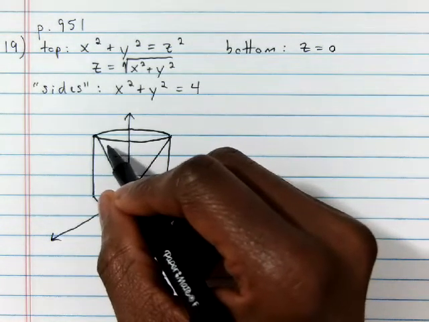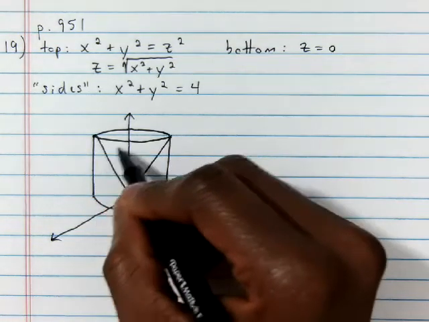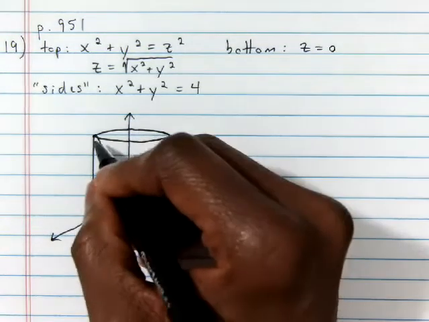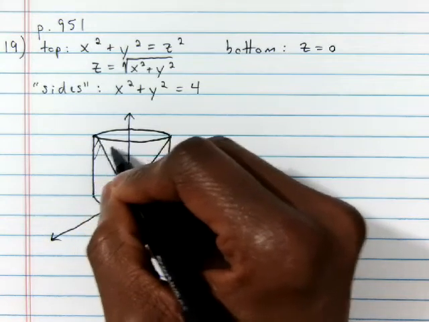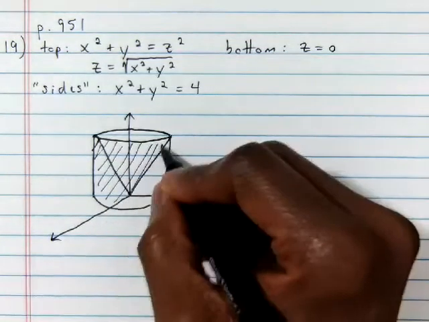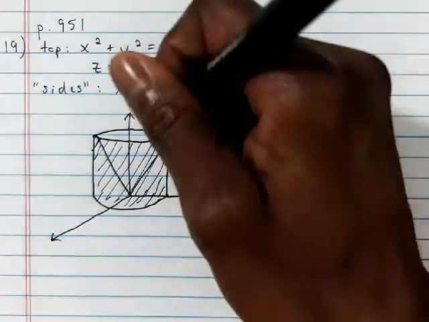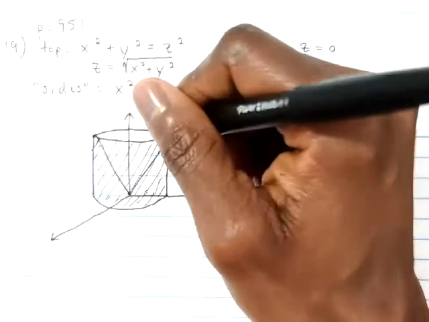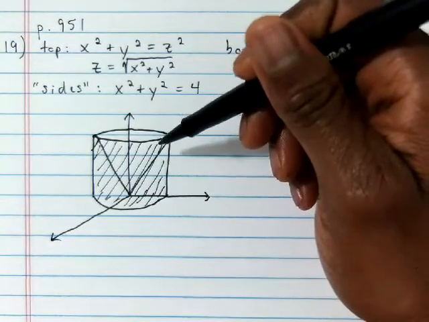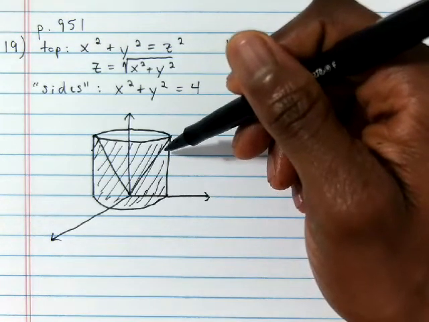I'm going to shade this, but I'm not going to shade the whole thing in. I would shade in the entire cylinder, and then the inside would be hollowed out by the cone. No, that'll be misleading if I shade that way. That would be our region, but there's a hollowed out portion, so don't shade the top, to indicate that there's a hollow portion on the inside where the cone is. So the top is the cone, the bottom is the xy plane, and the sides are the cylinder.